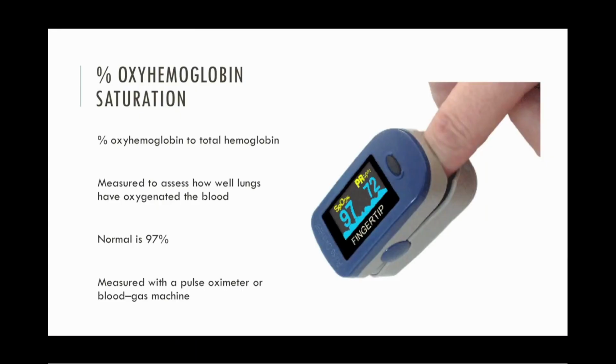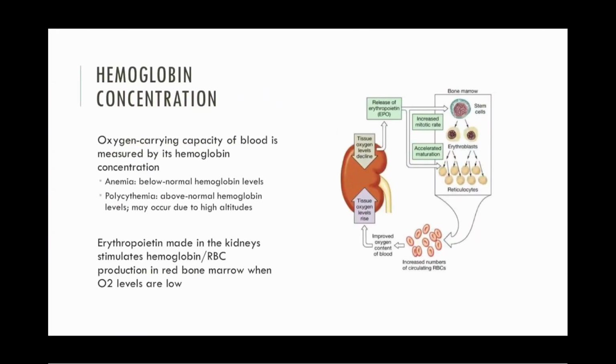Your percent oxyhemoglobin saturation, which is what you do for a pulse oximeter, this is what's looking at percent oxyhemoglobin, that's total to hemoglobin. What hemoglobin is bound to oxygen and what's not. And we can see how well the lungs oxygenated the blood. Normal is 97%. You really never have 100% O2 saturation. You're about 97%. That's what your normal is.